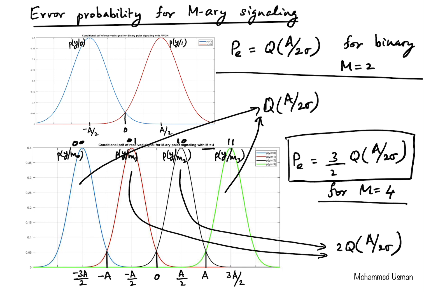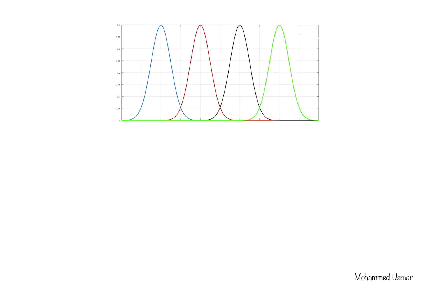So in general, what we are going to notice is that for any value of M, the 2 symbols at the extreme ends will have an error probability of Q of a by 2 sigma, and the remaining M minus 2 symbols in the middle will have an error probability of 2 times Q of a by 2 sigma each. So let's see what happens if we have, say, M equal to 8.